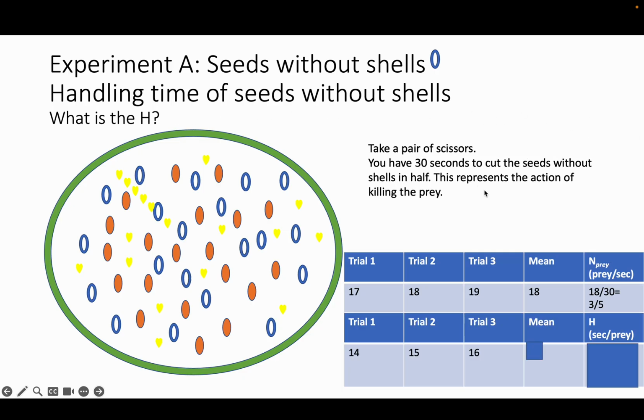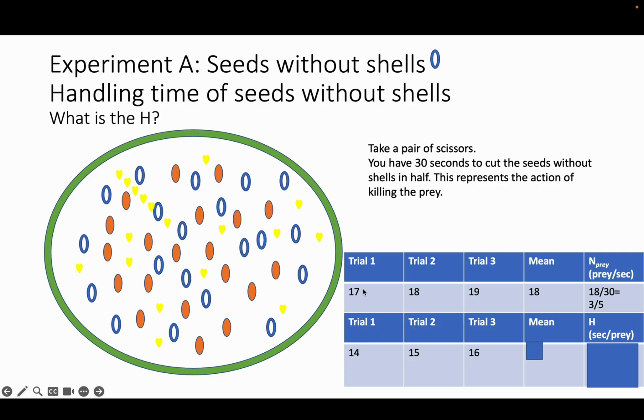Next, we're going to find the handling time. So how long does it take to handle the animal, to wrangle the animal, essentially to kill the prey item? So we're going to take a pair of scissors. Again, this is hypothetically. Go ahead and work on this portion in your lab manual. So here are the values.